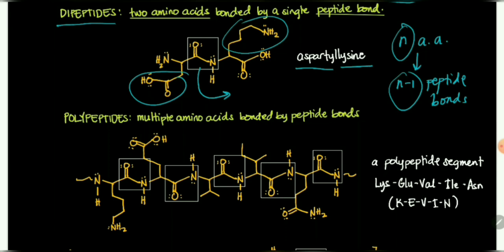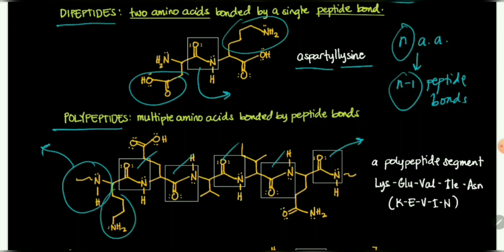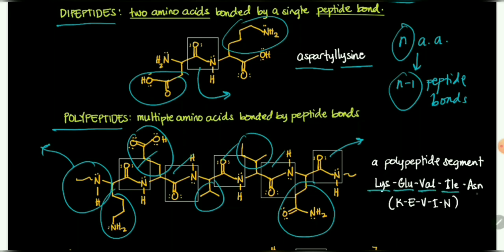Okay? So for this polypeptide, makikita natin dito na meron tayong 1, 2, 3, and 4 na peptide bonds. This peptide bond is for the next residue, amino acid residue, as well as this one. Okay? So meron tayong 1, 2, 3, 4, 5 amino acids dyan na residues. Okay? Residue na siya kapag nakakonekta na siya sa peptide. So, this is a polypeptide segment consisting of lysine, glutamic acid, valine, isoleucine, and asparagine.